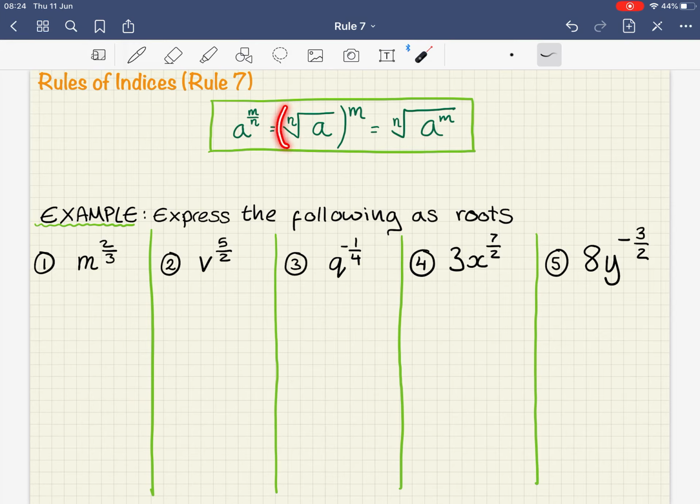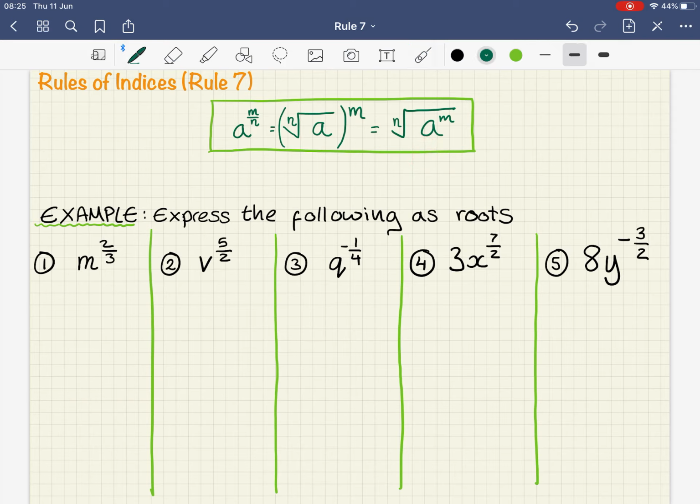So one is we have the brackets and the power is on the outside. And the second one is we don't have the brackets, but the power is on the inside with the A. Both of them are fine. Generally, I prefer this one, so I'm going to keep writing it out like this. But I do have a few questions where something is going to look like our second one here.